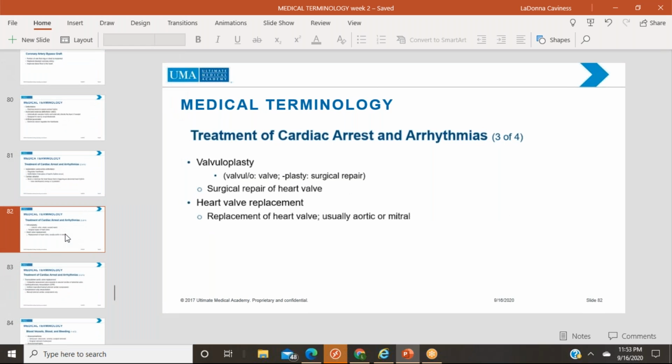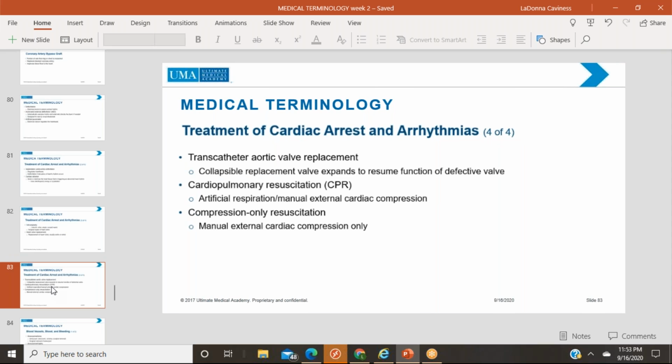Valvuloplasty. Valvulo means valve, and plasty refers to surgical repair. Surgical repair of the heart valve, valvuloplasty. Heart valve replacement. Replacement of a heart valve, usually aortic or mitral. Transcatheter aortic valve replacement. Collapsible replaceable valve expands to resume function of a defective valve.